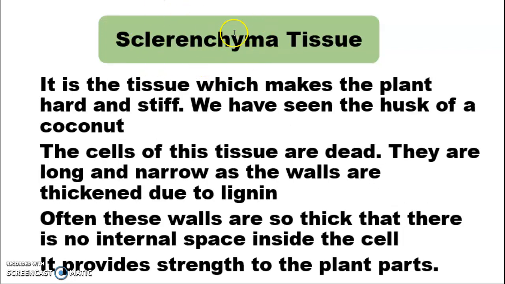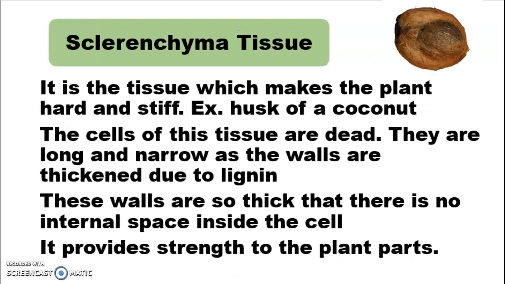And sclerenchyma tissue also provides strength to the plant. When they are mature, they are composed of dead cells, and they have highly thickened walls containing lignin and cellulose. So lignin basically makes this tissue very hard, and this is an example of sclerenchyma tissue. This is the husk of coconut. It is very thick and it provides strength to the plant.